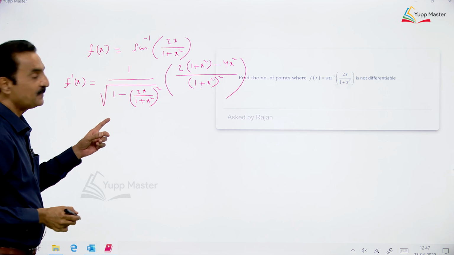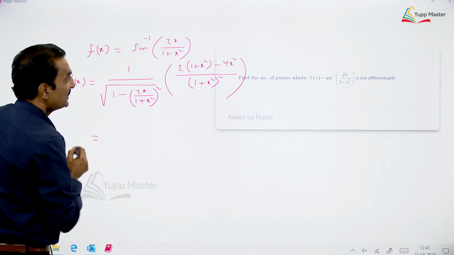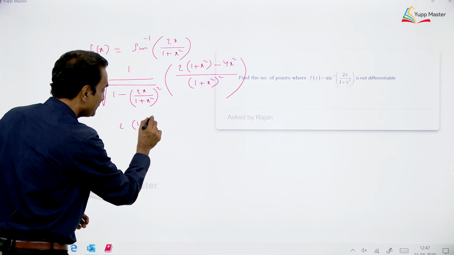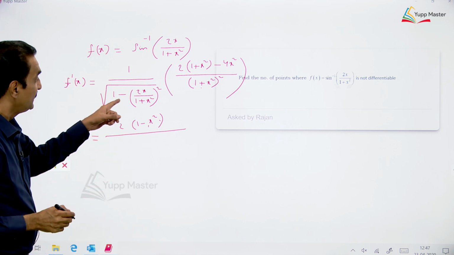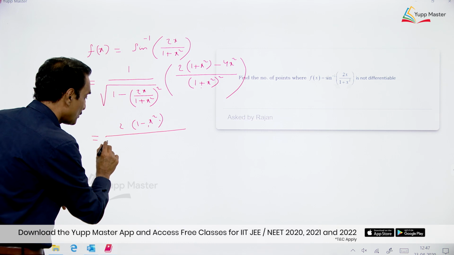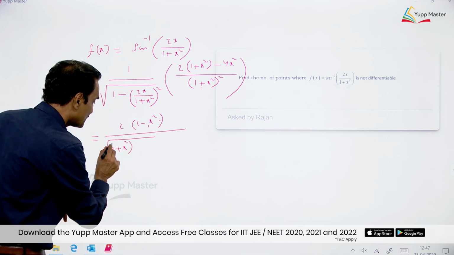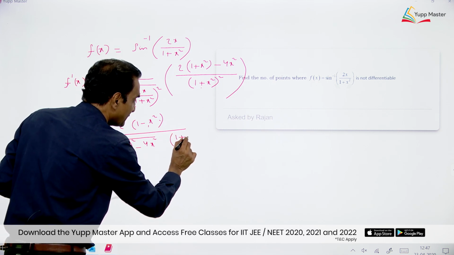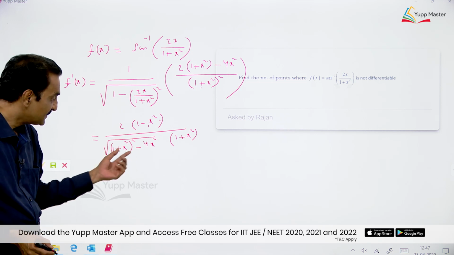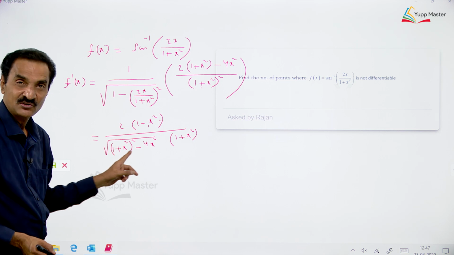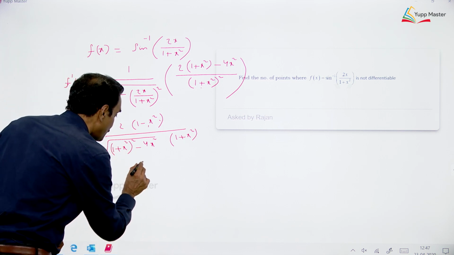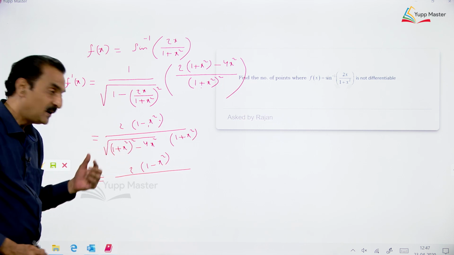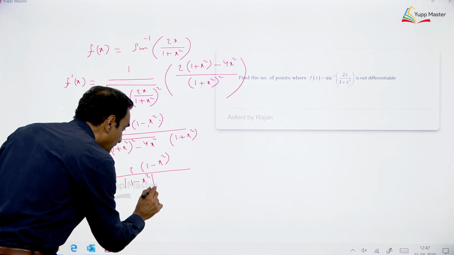Okay. Now, simplifying it, 1 plus x square cancels, we get 2 minus 2x square, that is 2 into 1 minus x square, by, after cancellation, this becomes root over 1 plus x square whole square minus 4x square, and here one more 1 plus x square will be remaining. What is this? Observe it. It will be 1 minus x square whole square. So, it is 2 into 1 minus x square by square root of 1 minus x square whole square, which will be mod 1 minus x square, into 1 plus x square.